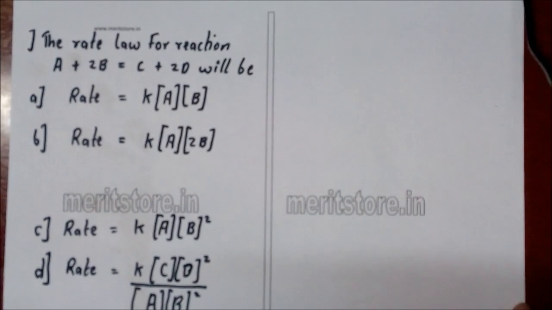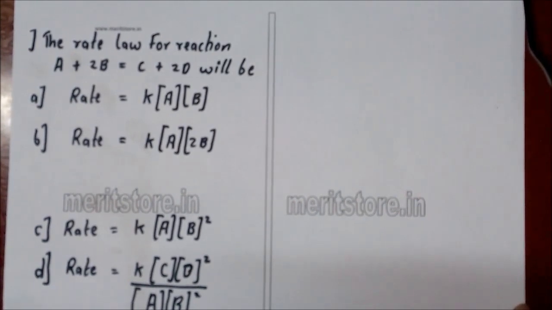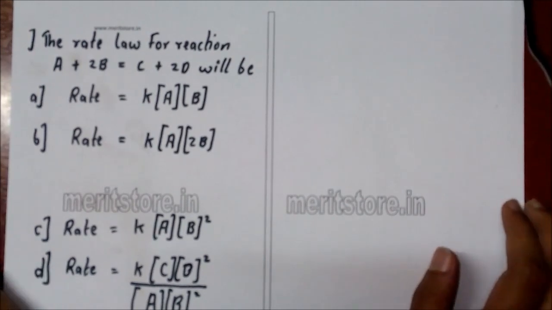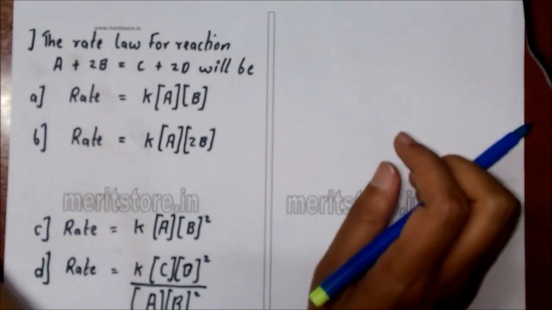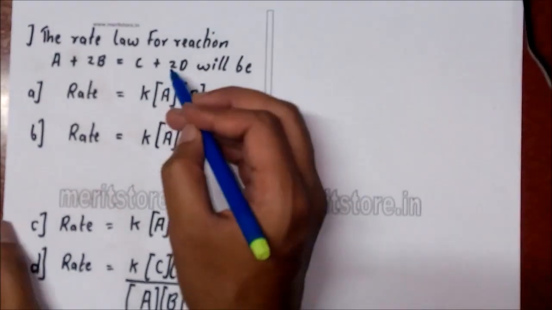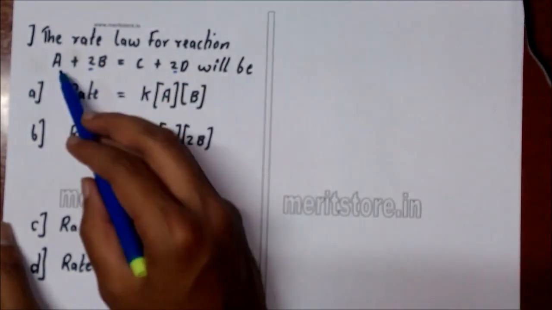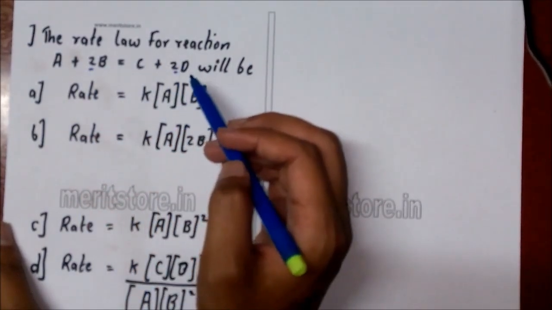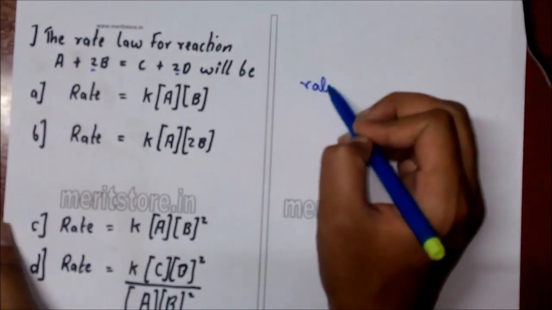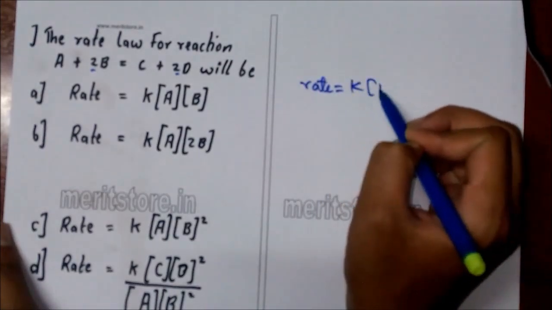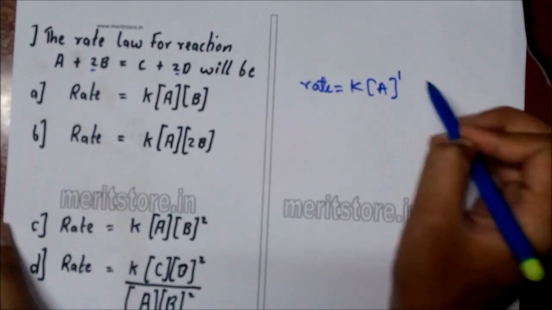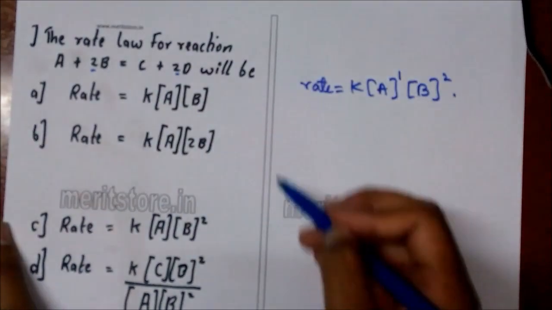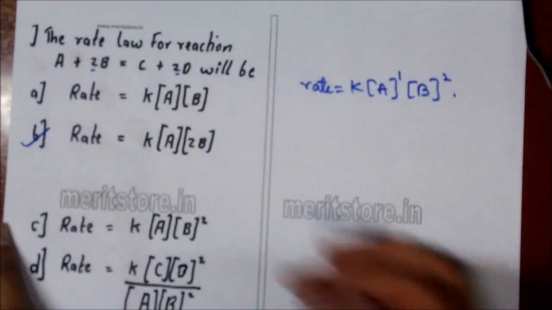Our next question is, the rate law for a reaction A plus 2B equal to C plus 2D will be? The rate law is raised to the powers which are given as coefficients of the reactants. So the coefficient of A is 1, B is 2, C is 1 and D is 2. So we can write the rate of the reaction as rate equal to K into [A] raised to 1, and [B] raised to 2. So the rate law can be written as this, and option B is the correct answer.